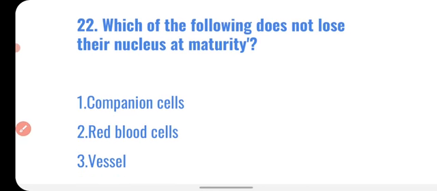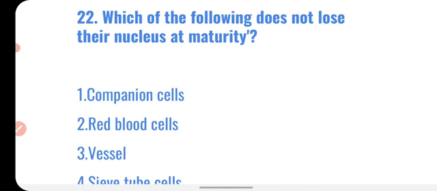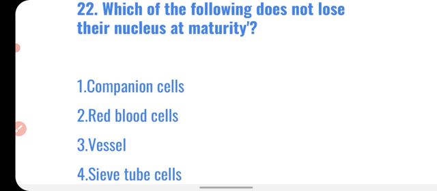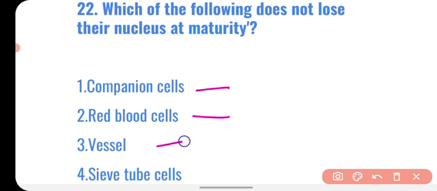Next question is, which of the following does not lose its nucleus at maturity? So which of the cells do not lose their nucleus at maturity? Companion cells, red blood cells, vessels, sieve tube cells. So companion cells are found in the phloem, which have the nucleus. Except these, red blood cells at maturity lose the nucleus. Vessels also become dead and do not have a nucleus. Sieve tube cells also, they are living cells of the plant phloem, but they do not have a nucleus. So the correct option is companion cells.